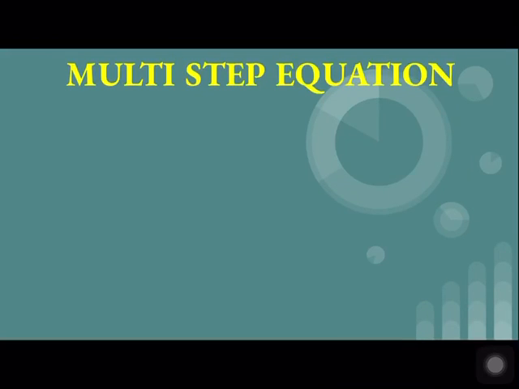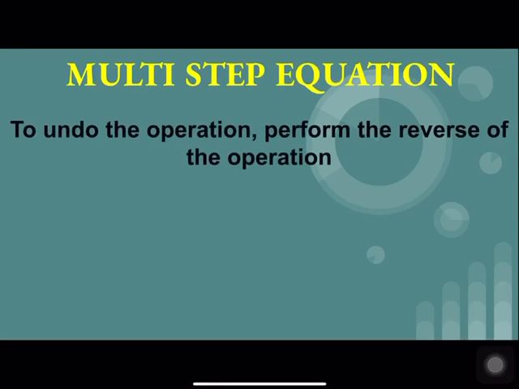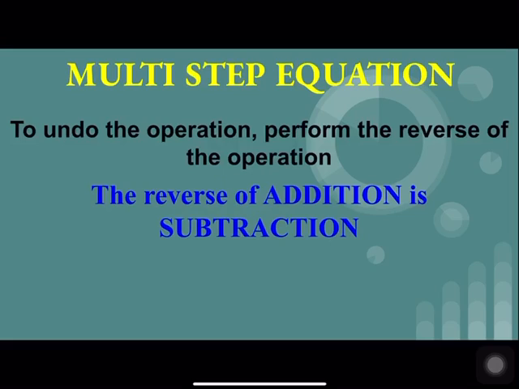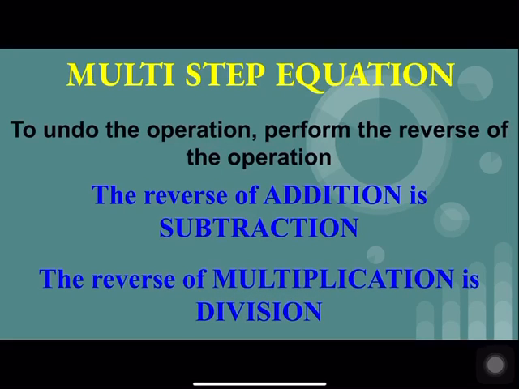Hello everyone. Today we're going to be discussing multi-step equations. Our goal for today is to find the value of our unknown, which is also our variable. To do that, we have to undo the operation by performing the reverse of the operation. So let's review again. The reverse of addition is subtraction and vice versa. And the reverse of multiplication is division and vice versa.